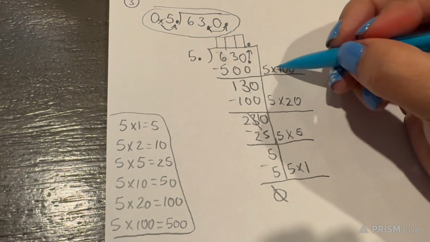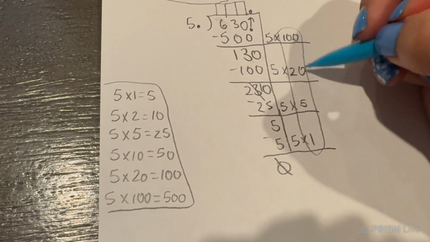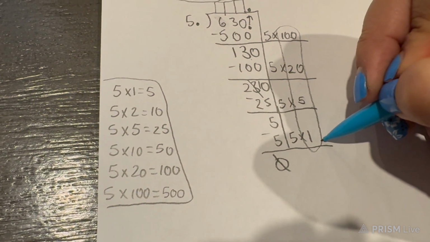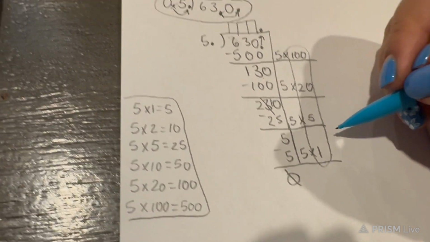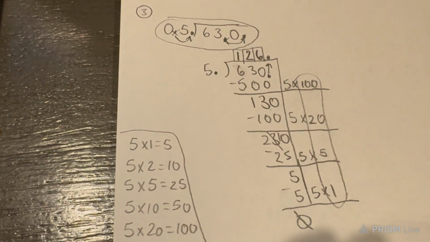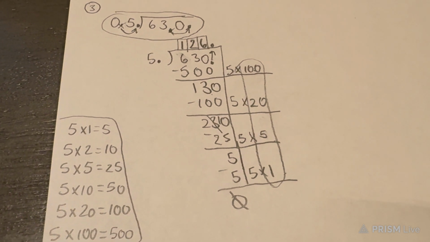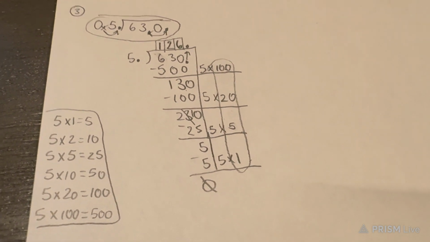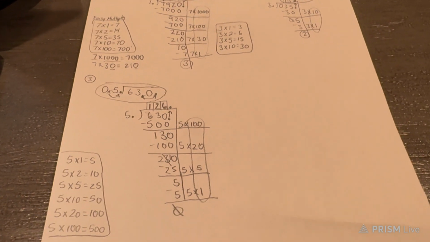Now it's our time to go ahead and add these numbers up. 100 plus 20 plus 5 plus 1. And that would be 126. So I would put 1, 2, 6. And my answer is 126. All right, hope this side helps. You guys are going to go ahead and do the rest of the worksheet on your own.